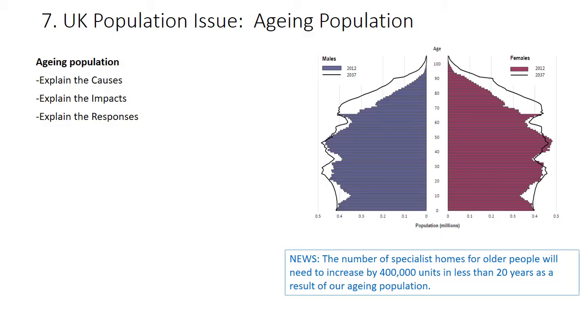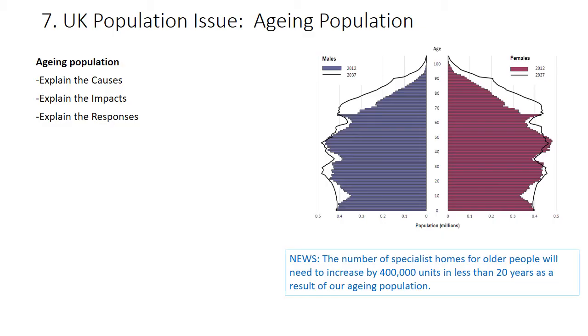The positive is people are living longer, they get to spend more time with their children, maybe get to see and help look after their grandchildren. The negatives are that it increases the dependency ratio. This is the proportion of people under 16 or over 65 who depend on the working population, whose taxes are used to then look after these groups of people who aren't working.